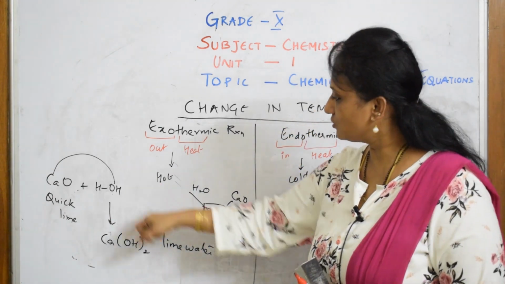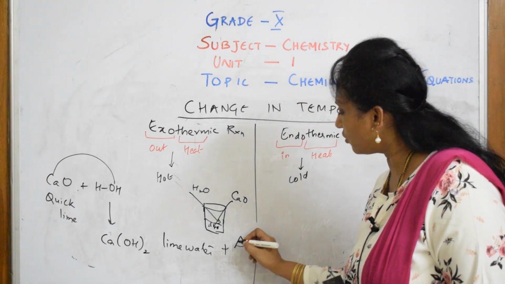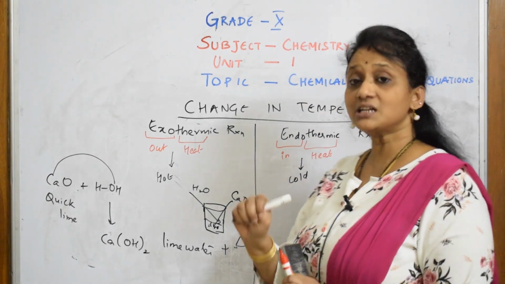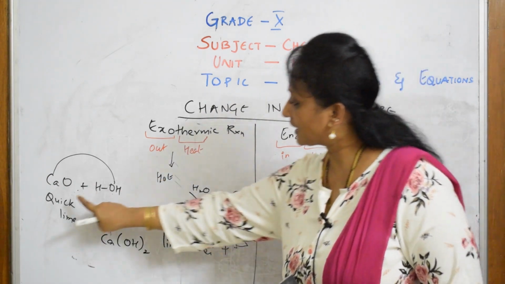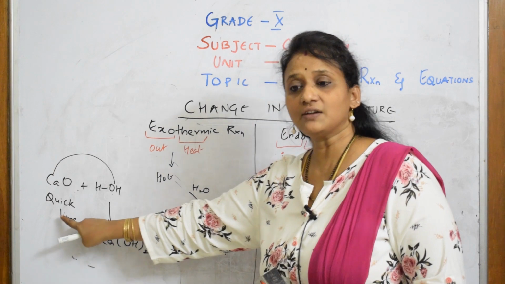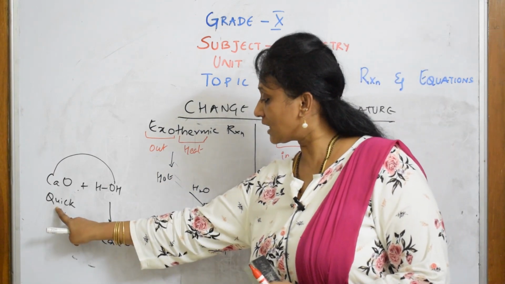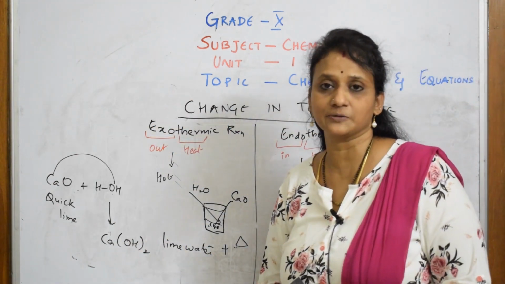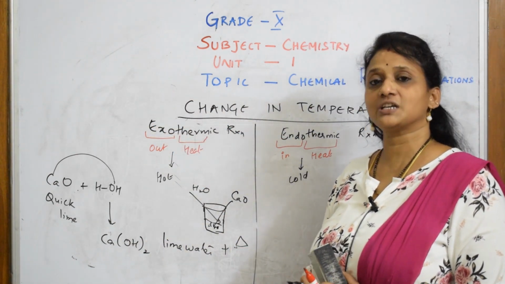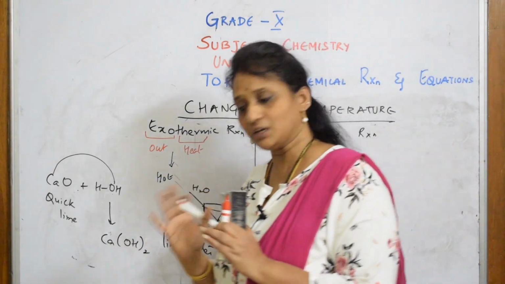What is happening during this reaction? A large amount of energy, heat, is evolved. Delta means heat. Heat is evolved in the reaction. So the conversion of quicklime, calcium oxide, into lime water is an exothermic reaction. The best example, if I have to say. In an exothermic reaction, when you touch the beaker, it immediately becomes very, very hot.